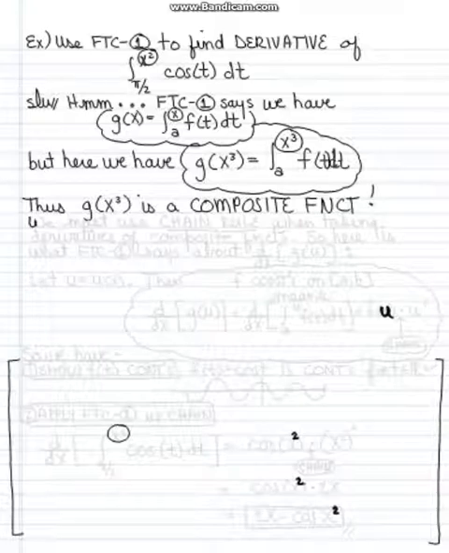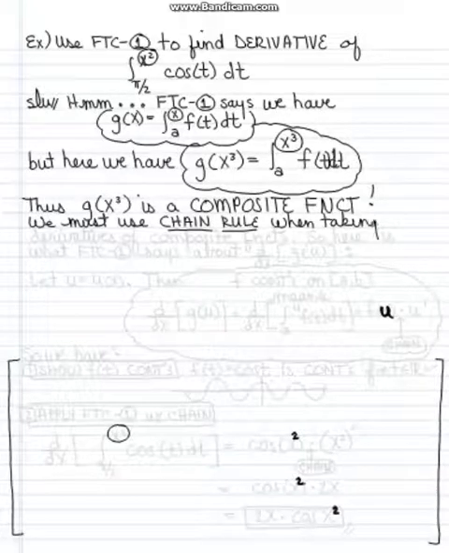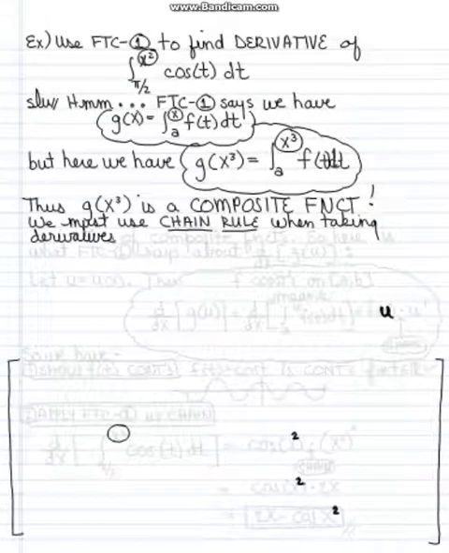G of x squared is a composite function. And what do we know about composite functions? They're asking us to take the derivative of a composite function. That means we have to use the chain rule. Anytime we take the derivative of a composite function, we have to use the chain rule. So how are we going to interpret that here in applying the fundamental theorem?